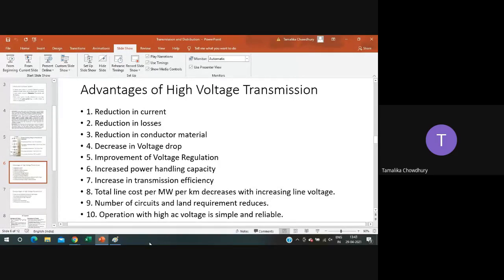The last two advantages say that the number of circuits and the land requirement also reduce if you transmit at high voltage. The last point is that operation with high AC voltage is simple and reliable. It is a basically robust system whenever it is carried out at high voltage, and that is the reason transmission always takes place at high voltage. So I think that is enough of the advantages of high voltage. We'll move on to the next one, that is the disadvantage part.